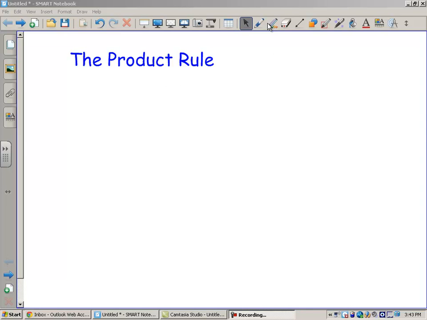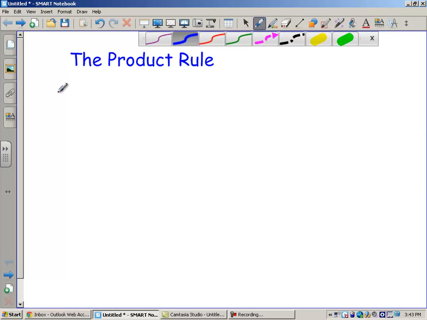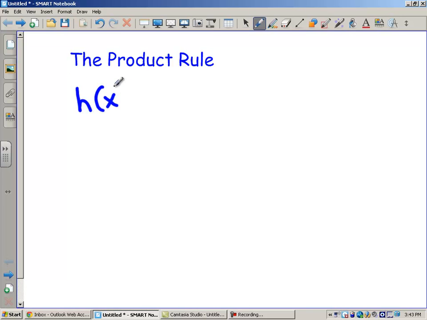Today we're going to learn the product rule. So let me show you what this looks like. Let's just say I've got some function, h of x, that is defined as the product of two other functions, f and g. And let's say for some reason I'm lazy and I really don't want to multiply f and g together to get this big long thing. Or it might be that it's impossible for me to multiply f and g together.